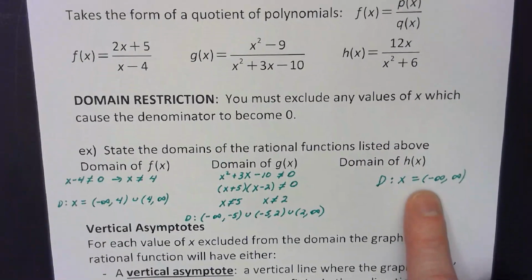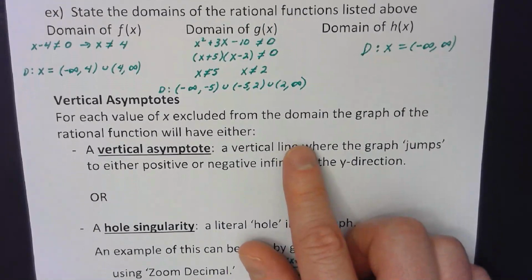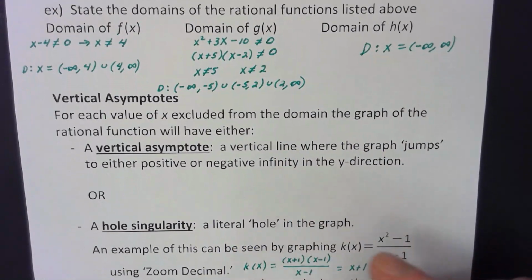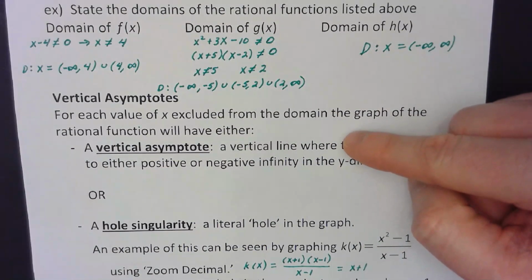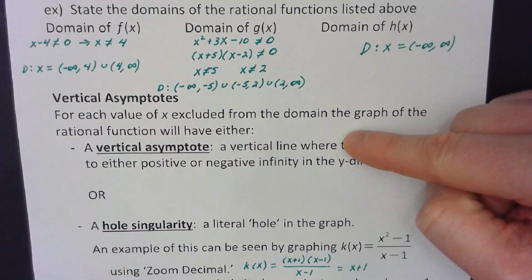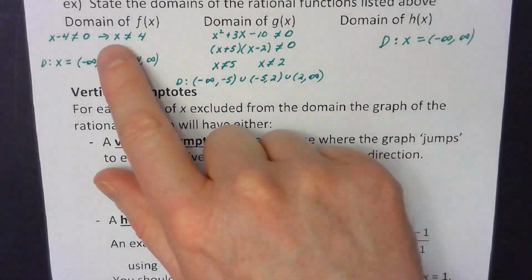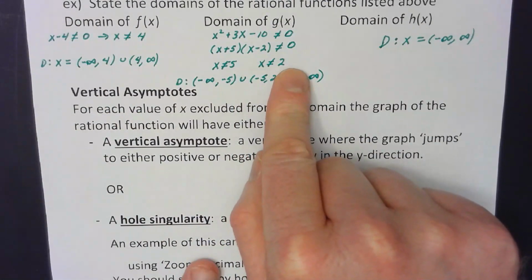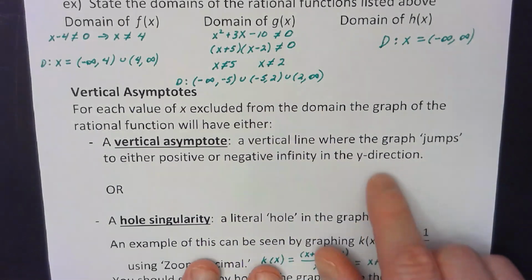Now, vertical asymptotes are going to be where the graph has an x value that cannot exist in the function, and typically your graph is going to approach infinity or negative infinity as you approach that vertical asymptote. Vertical asymptotes are going to be on these values of x that cause the domain restrictions, as long as the value that causes the domain restriction doesn't algebraically simplify in your function. Let me show you what I mean about that.